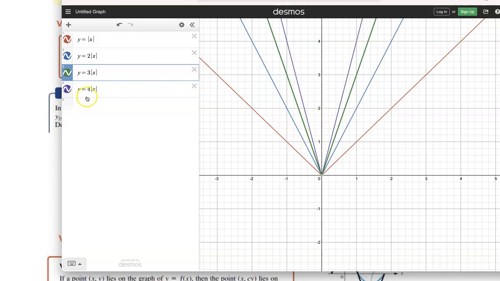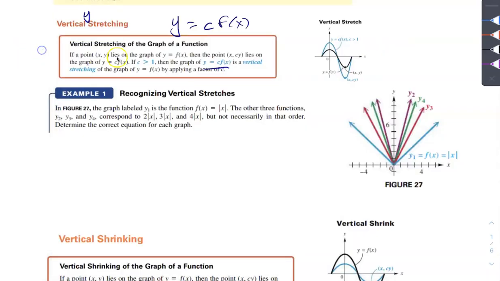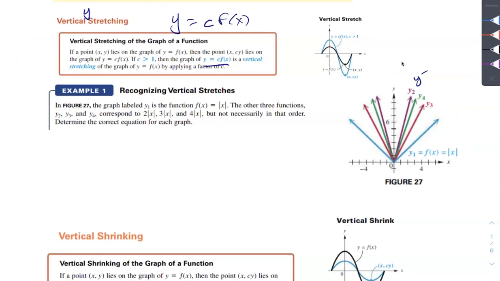So when it's a line, it's just like slope. Right? If my slope was 4, I go over 1, up 4. So whatever the biggest number is, that's the steepest. Whatever the smallest number is, 1, it's the least steep. So we know which one each one is. This is y equals 4 absolute value of x, y equals 3 absolute value of x, and y equals 2 absolute value of x. And that's how you stretch it vertically. You multiply your y values by the number on the outside. Bigger than 1, it gets bigger.